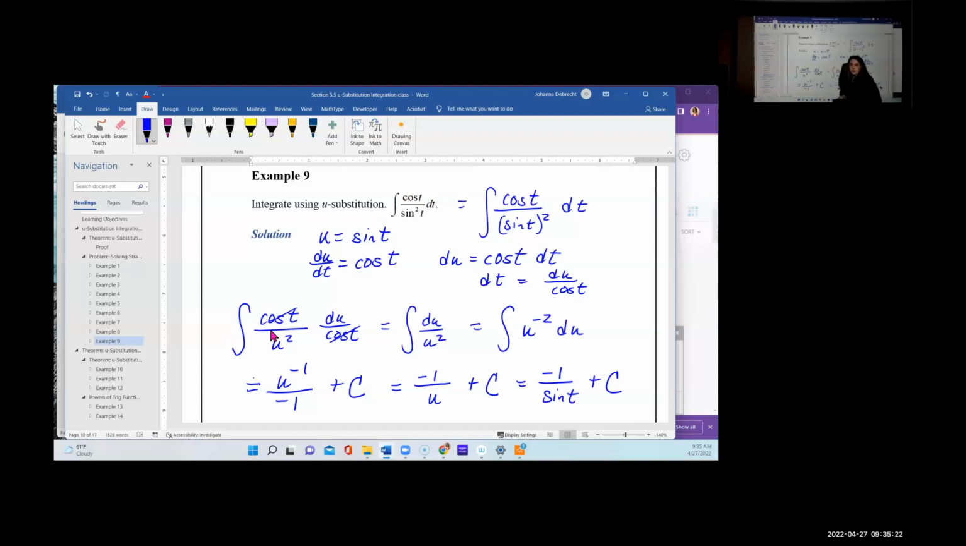Okay, so this is sort of the end of u-substitution in indefinite integrals. The next thing we want to take a look at is how to do a u-substitution in a definite integral where we have limits of integration.